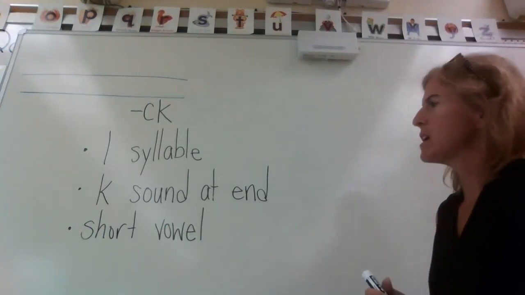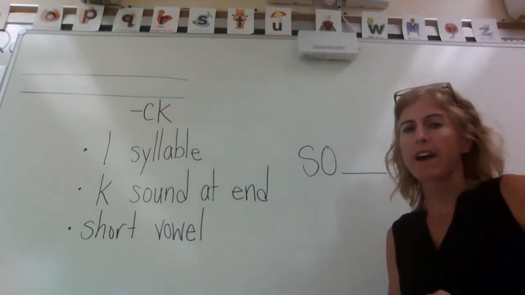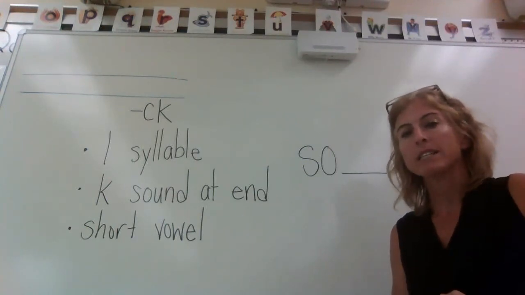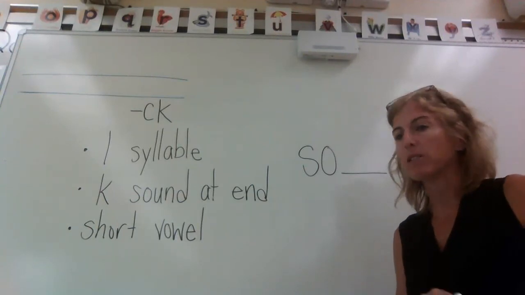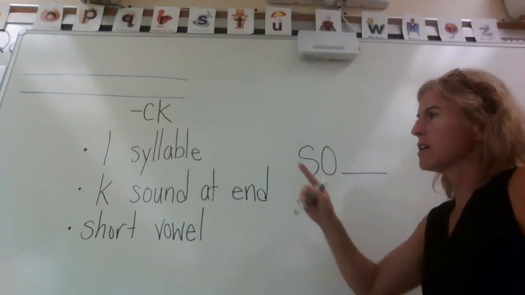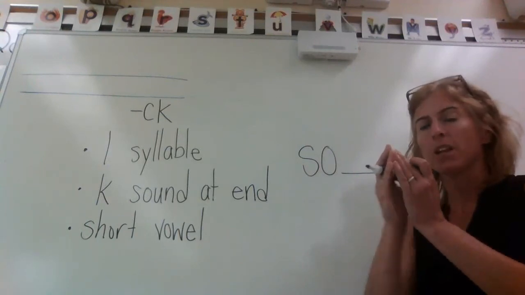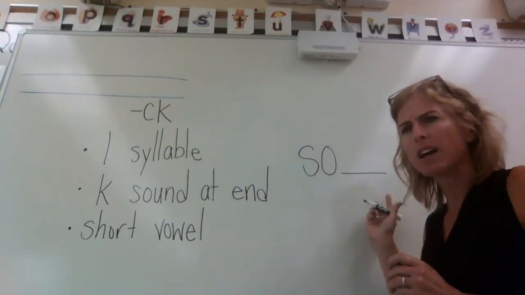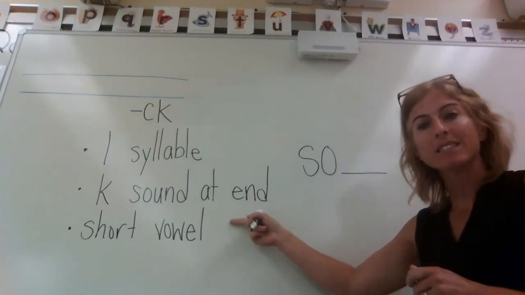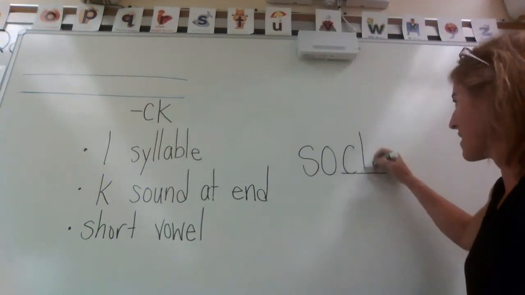For example, if I have the word, if I have S-O, I need you to figure out that my word sock is spelled S-O, wait a minute, let me make sure the rule follows. Sock, 1 syllable. Sock, k at the end. Yep. Is it a short vowel? Yes. That means I need to write CK to make the K sound.